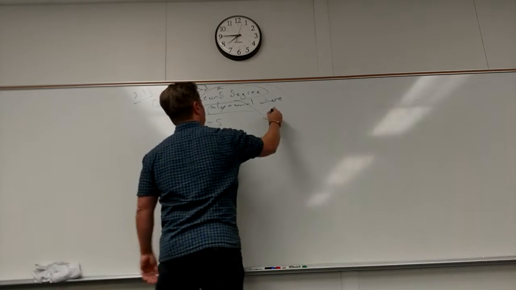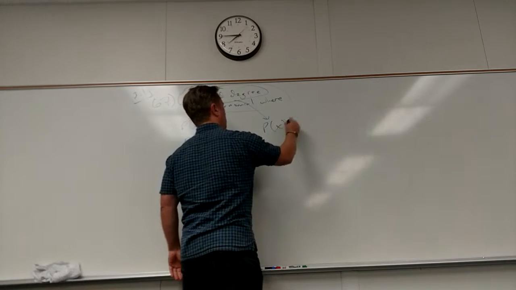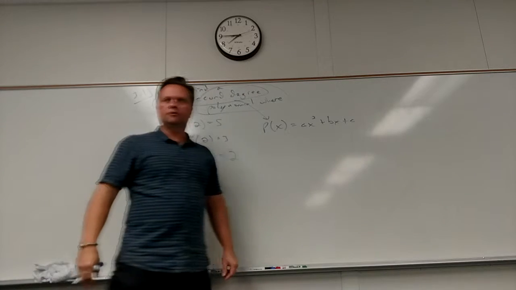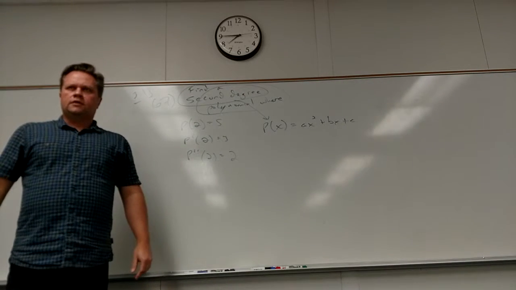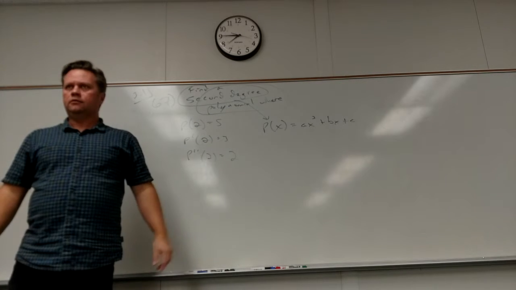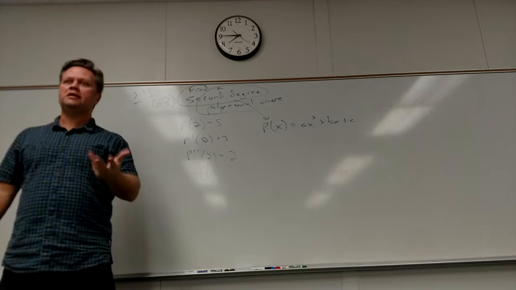What does the second degree polynomial look like? Ax squared plus bx plus c. So you see how they give you a lot of information. Plug a 2 in, you're supposed to equal 5, right? Okay, what does that look like? So that's the step people skip.